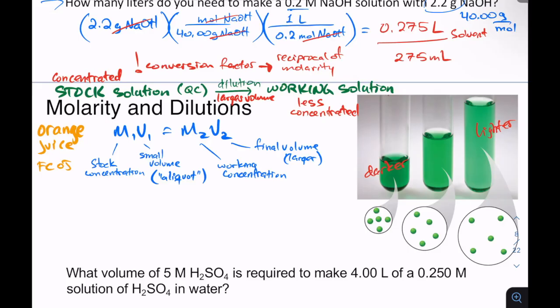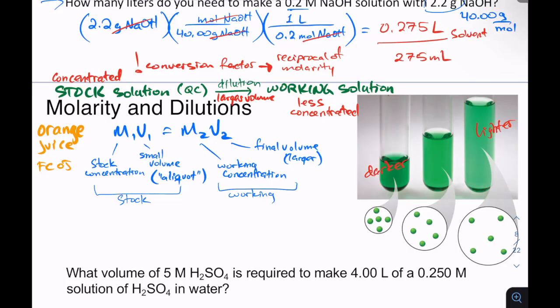Okay, so this is, again, our stock solution, and this is our working solution. So the math is really straightforward. Let me just show you how the units cancel out. Well, actually, I don't need to show you how the units cancel out. But let's put the units in here.